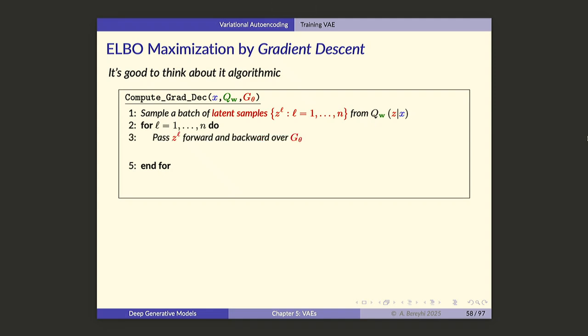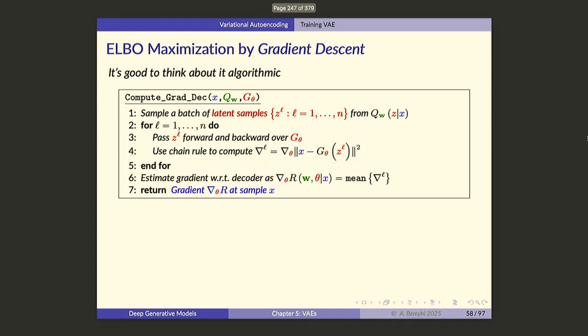For every single one of those latent samples, I'm going to pass that sample over the decoder, forward, backward, right? When I go forward, backward, I have the gradient for that particular sample. And I do it for every sample that I have. So essentially, I just pass it forward, backward. I use the chain rule to compute the gradient of that first term that we had, right? And now, once I'm out of the loop, I'm going to average all of those gradients that I computed. And this is going to be the gradient of my risk for the particular sample X.